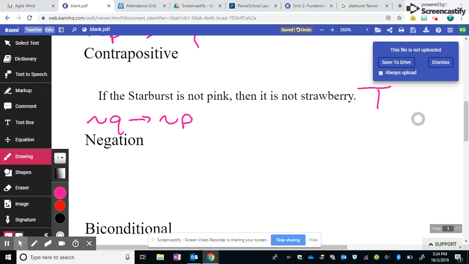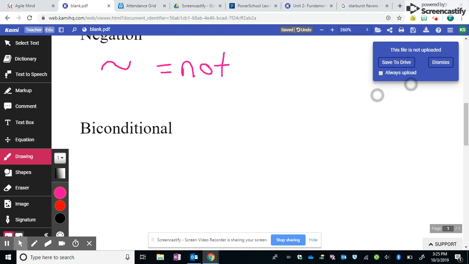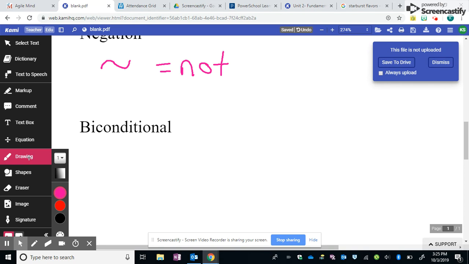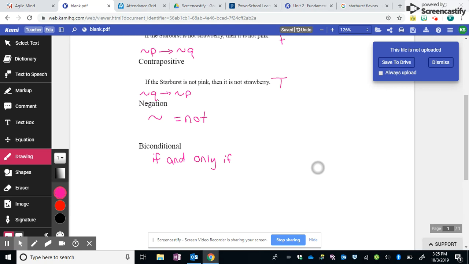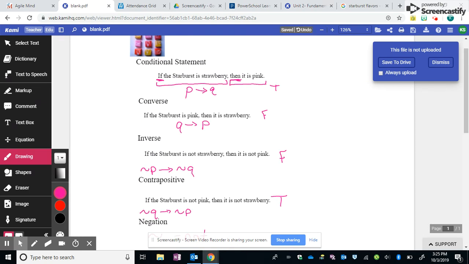You also will see the word negation. Negation just means not. And so you use the symbol, it's just a squiggly line, it means not. A biconditional is a special kind of statement that happens if your converse and your conditional statement are both true. And if they are both true, you can use the words if and only if. Because up here our conditional and our converse were not both true, we cannot use a biconditional statement to describe this.